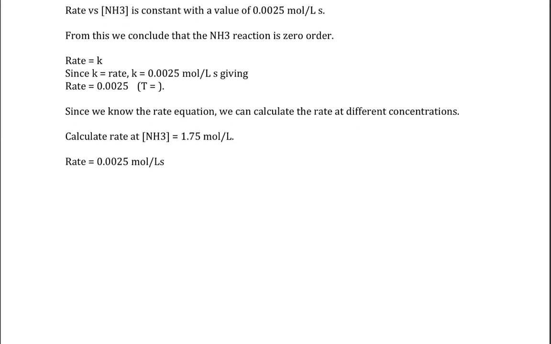So if we wanted to make some sort of a calculation of rate at a different concentration, let's say a value of 1.75 moles per liter, well, concentration doesn't fit into our equation. Our equation is simply rate is that number, 0.0025 with units of moles per liter seconds. So that's our rate at all those different concentrations, whatever they would be, provided it's at that temperature.